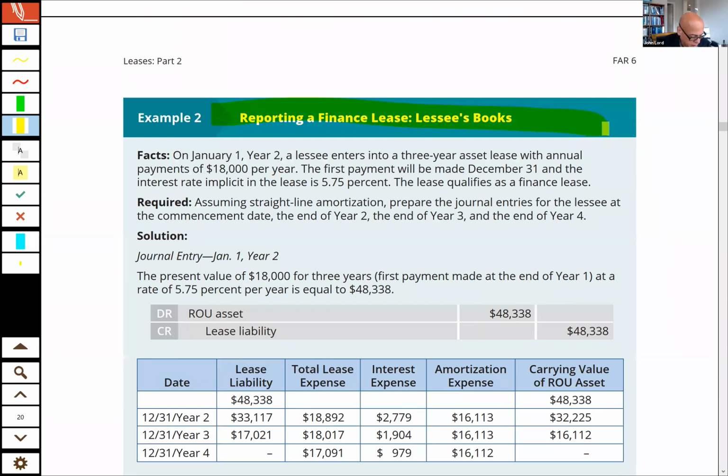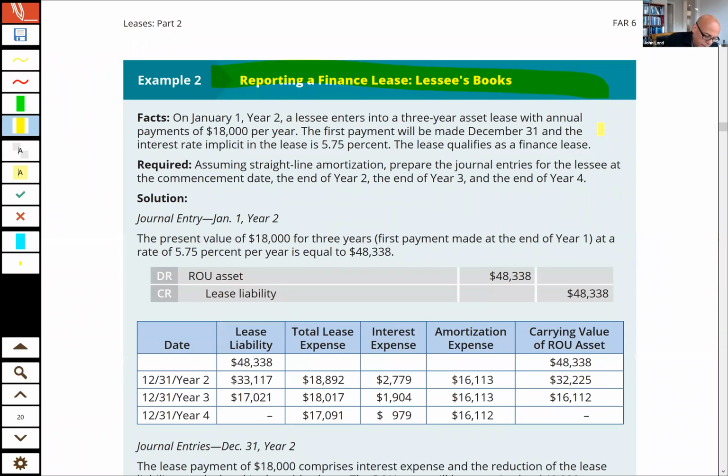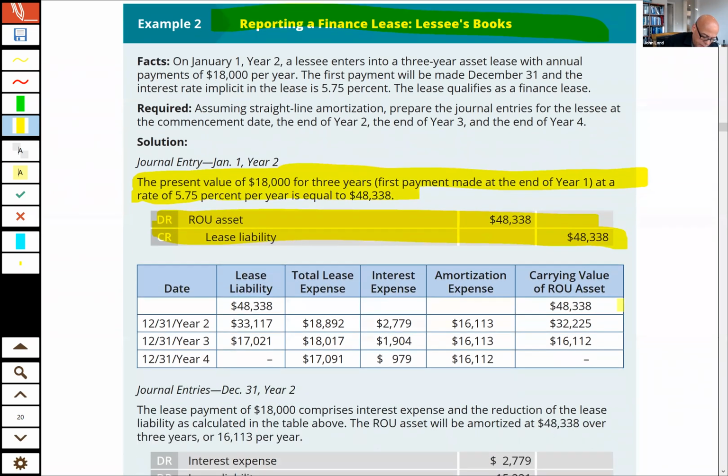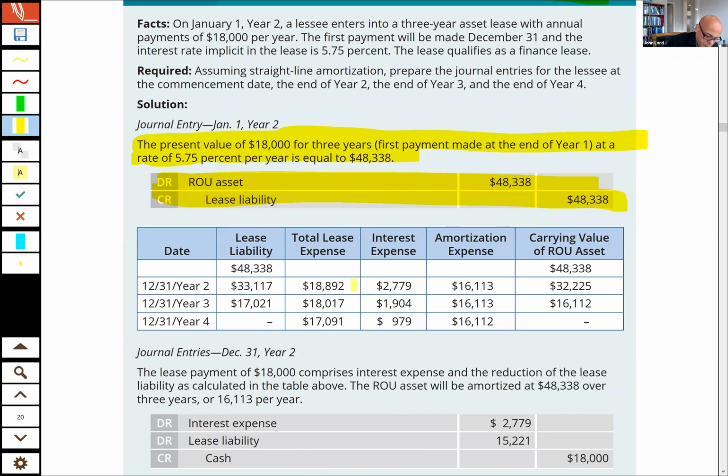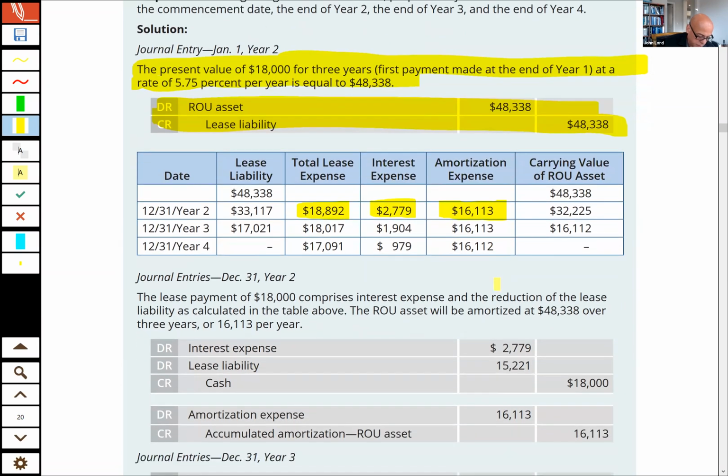So let's take a look at reporting a finance lease now on the lessee's books. They tell us that they have the same facts: 18,000 for 3 years, first payment made at the end of the first year, at a rate of 5.75, and the present value is equal to 48,338. So they set up that 48,338, and as you saw in the previous table, same information. Some of that payment is going to go towards the interest, some is going to go towards the amortization of the liability, and the total of those is your lease expense.